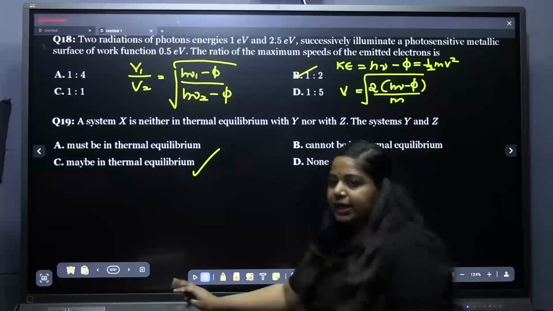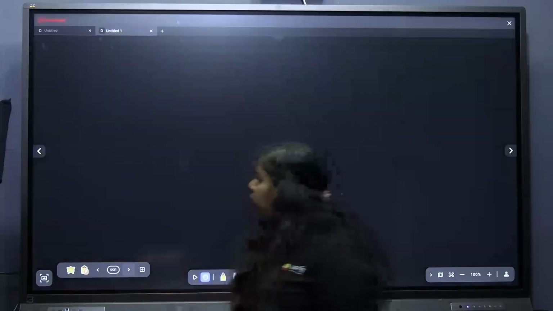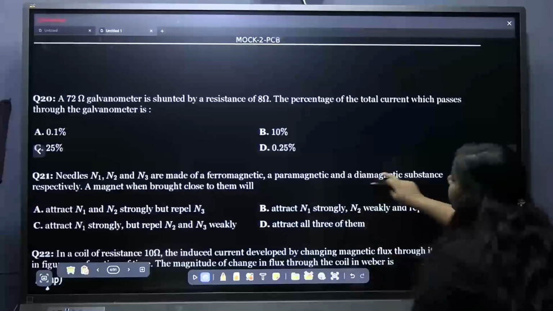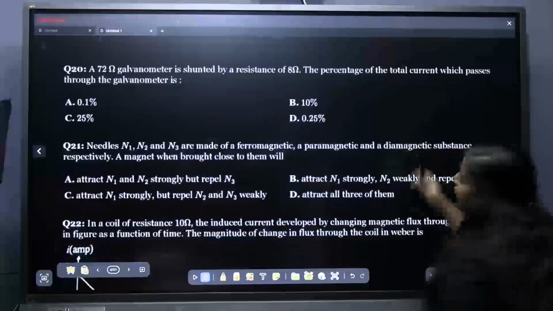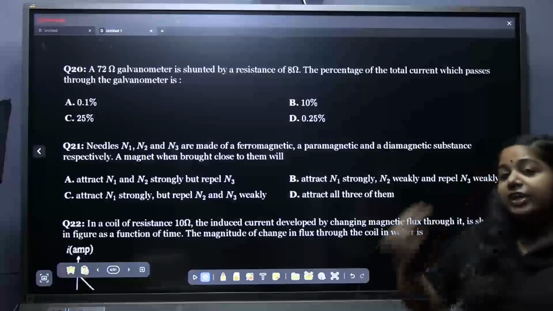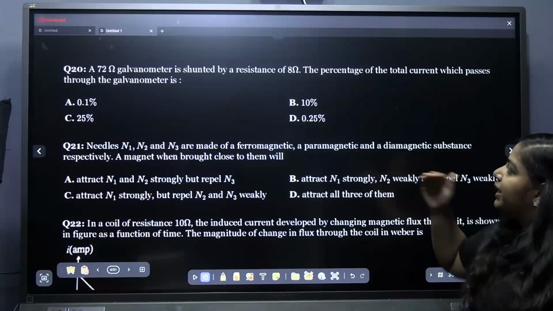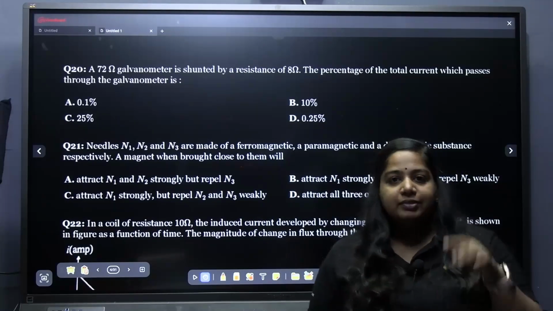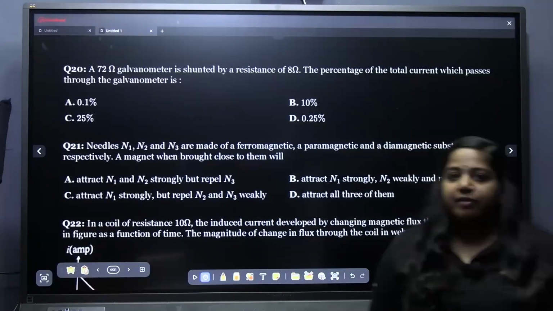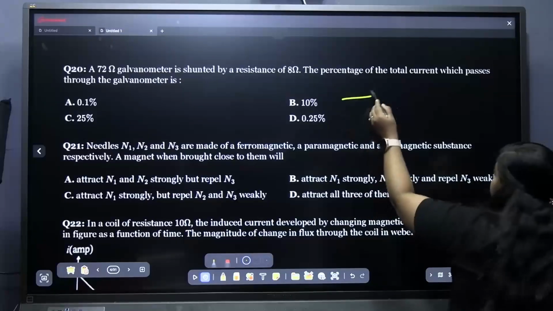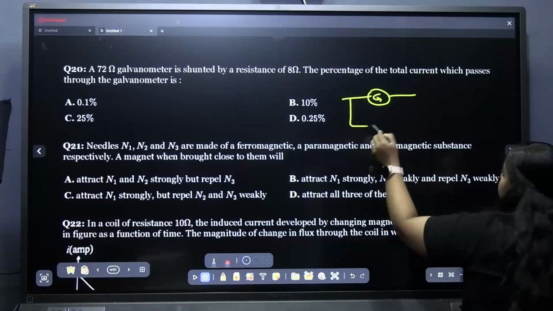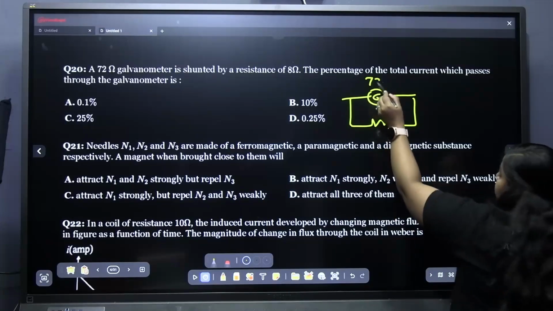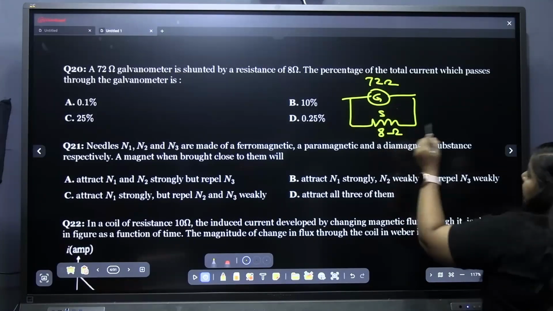And question 19 is over. Now we are going to question number 20. Okay. Now a 72 ohm galvanometer is shunted by a resistance of 8 ohm, which means shunting means we are connecting a resistance parallel to the galvanometer. So here the galvanometer is there. This is the shunt resistance. This is 72 ohm, this is 8 ohm.